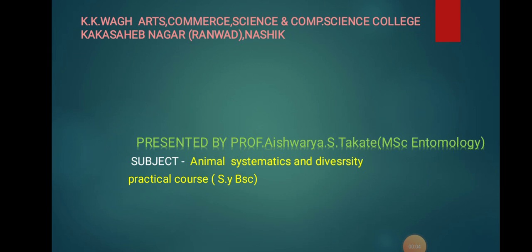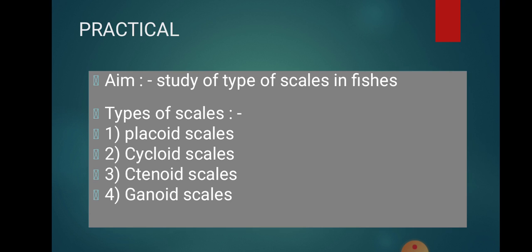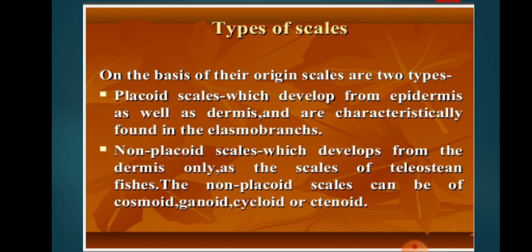Today we are going to study a topic from the practical study of types of scales in fishes. So let us start: which types of scales are present in fishes? First one is placoid scales, then cycloid scales, then ctenoid scales, and the fourth one is ganoid scales. We will see these scales one by one.